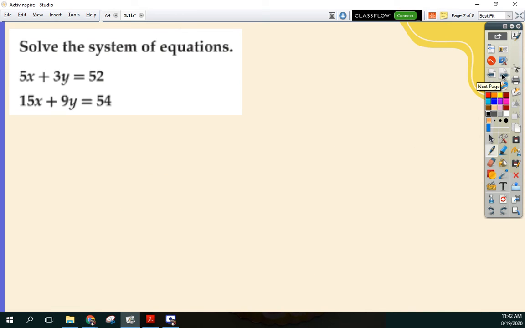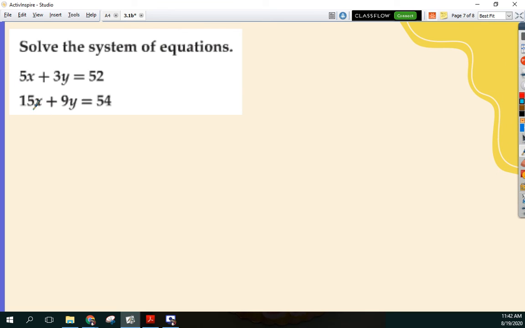All right, so next up, we have 5x plus 3y equals 52, and 15x plus 9y equals 54. So if we notice, I'm going to go ahead and use our x value to eliminate. And the way that I notice it is, look, I have a 5 and I have a 15. That's nice because 5 can be multiplied by 3 in order to get to 15.